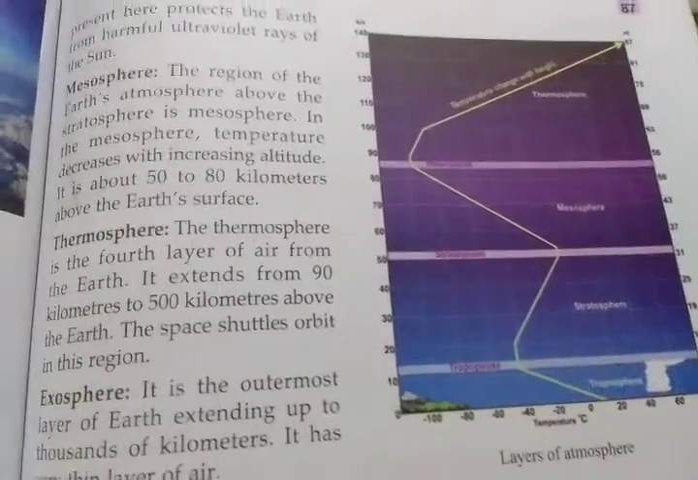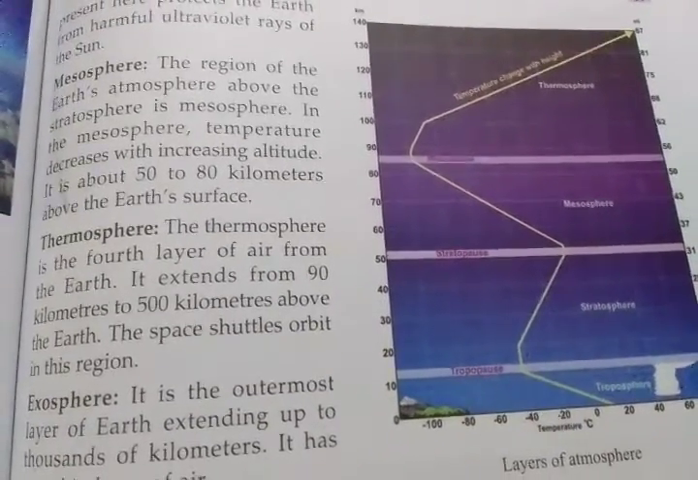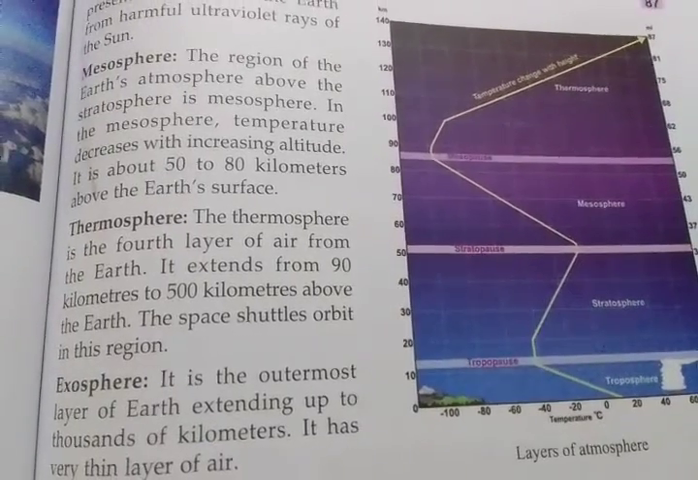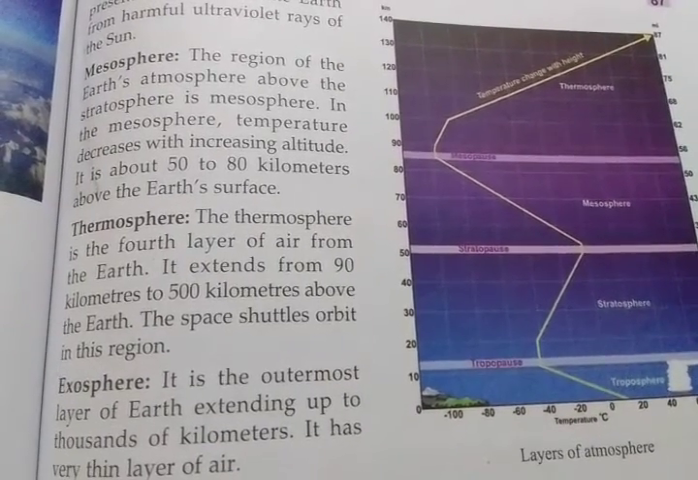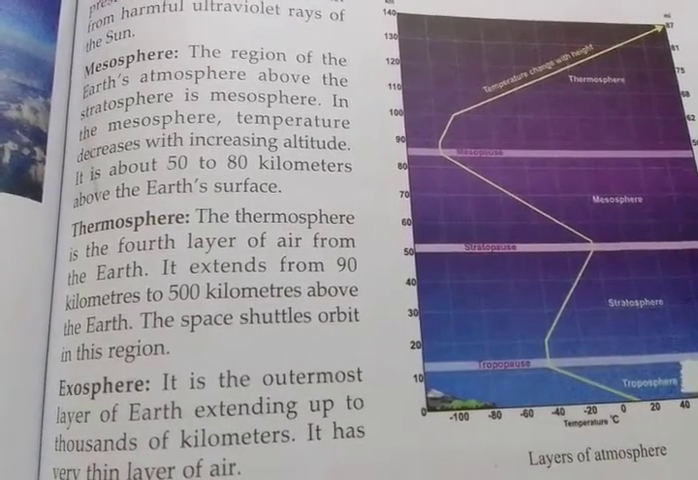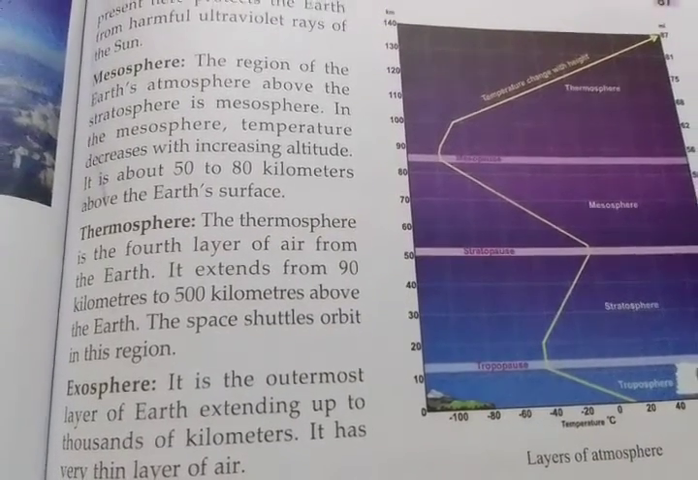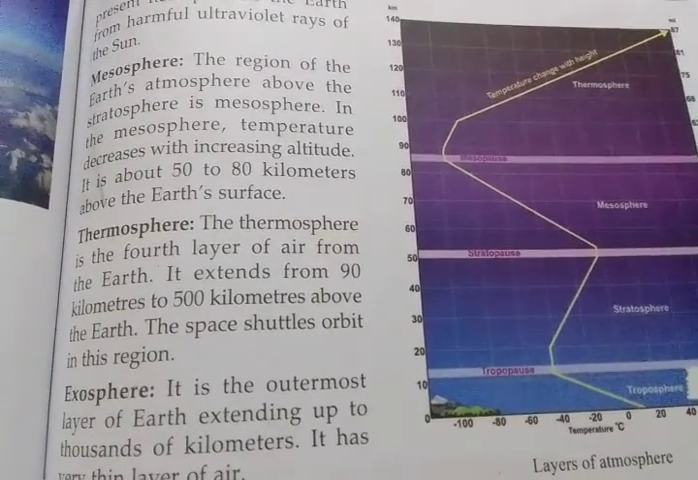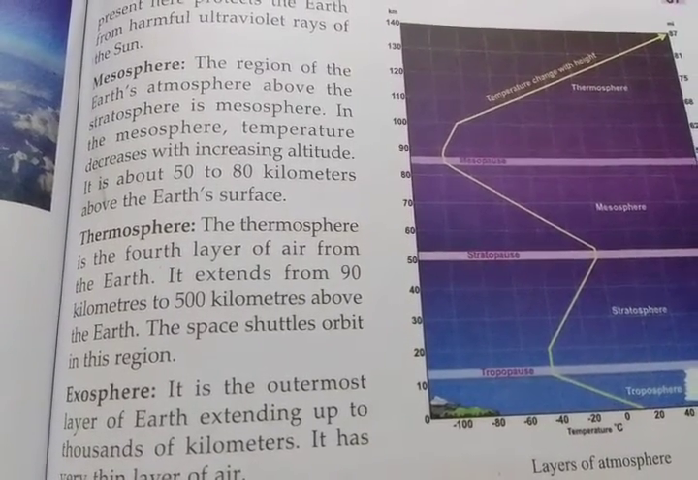Next is mesosphere. The region of the Earth's atmosphere above the stratosphere is the mesosphere. In this layer, temperature decreases as the altitude increases. It is about 50 to 80 kilometers above the Earth's surface.